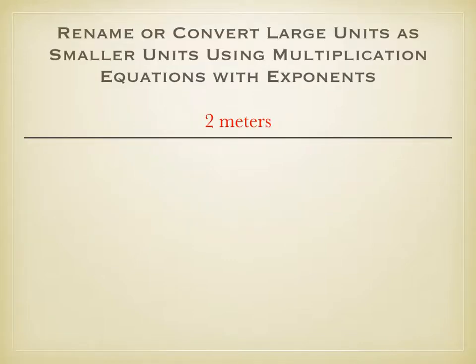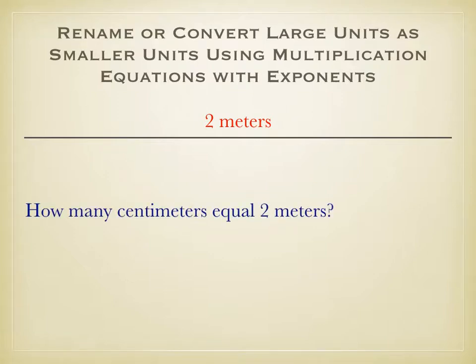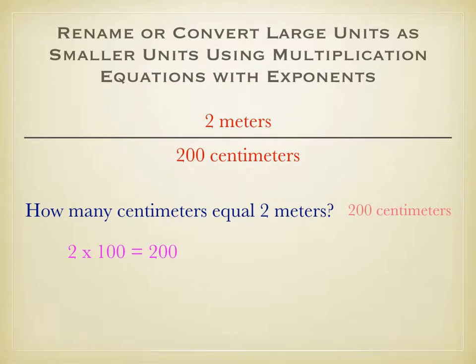So the first thing we're going to do is rename or convert large units as smaller units using multiplication equations with exponents. So let's say that this line is 2 meters long, and we want to know how many centimeters equals 2 meters. Well, the answer is 200 centimeters. But how do we get that? What is a multiplication equation multiplying by 2 to get 200? Well, it would be 2 times 100 equals 200.